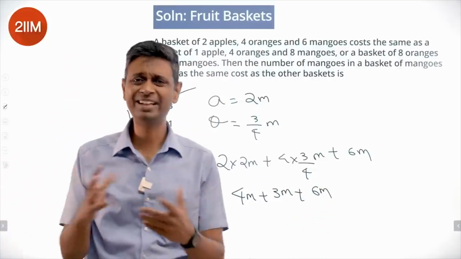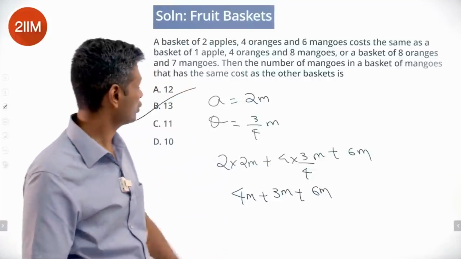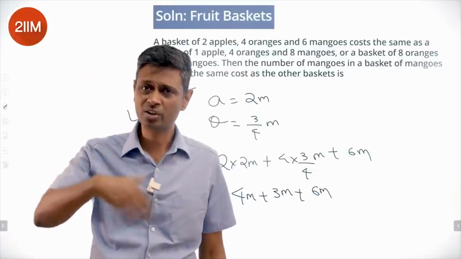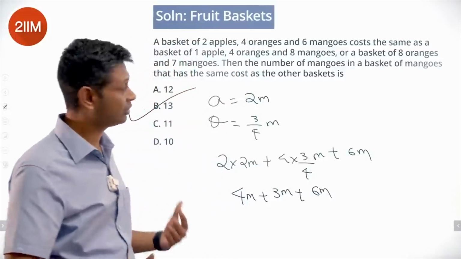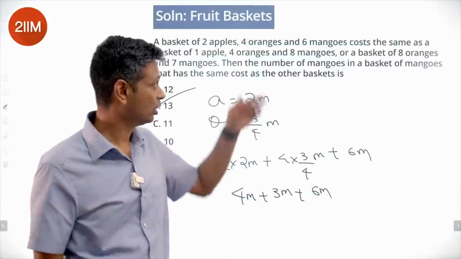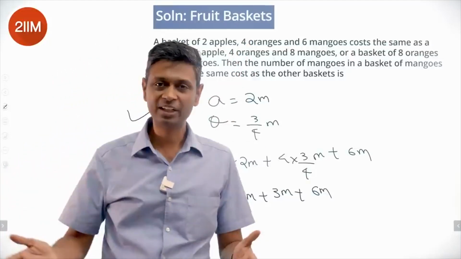Simple dealing with linear equation. There's 4 oranges in 2 of these. Knock that off. Oranges go off. We have an equation in apples and mangoes. Get apples in terms of mangoes. Plug that in the next one. Get everything in terms of mangoes.